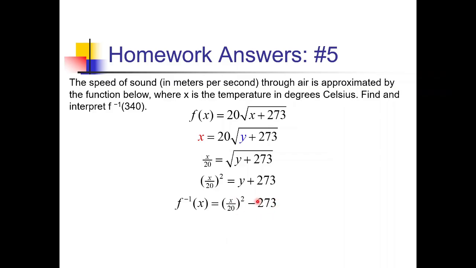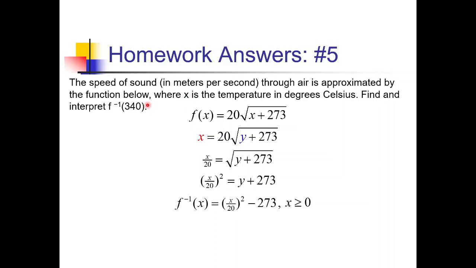There's one other thing I'm going to add to this. Because my original function has a square root, the range is non-negative. We can't get negative values back from this square root function, only 0 or higher. Because the original range is non-negative, the inverse domain, which is essentially the original range, has to also be non-negative. So we have to stipulate that x is greater than or equal to 0 for this to be a true function.